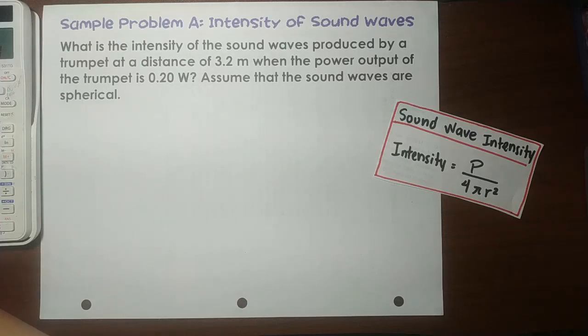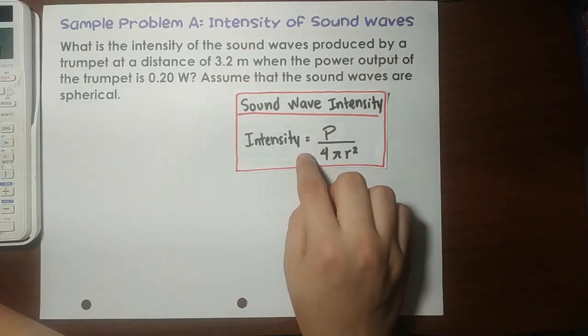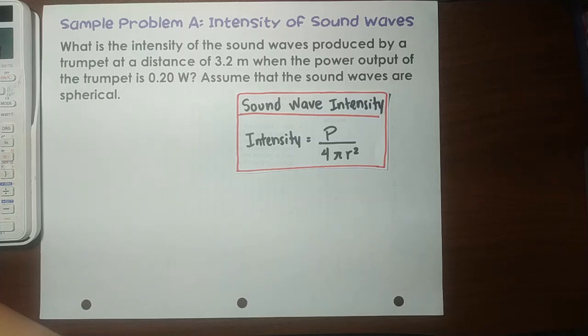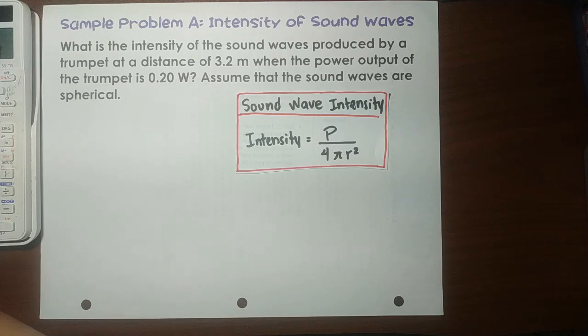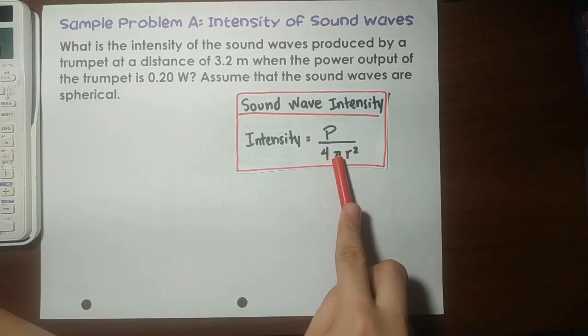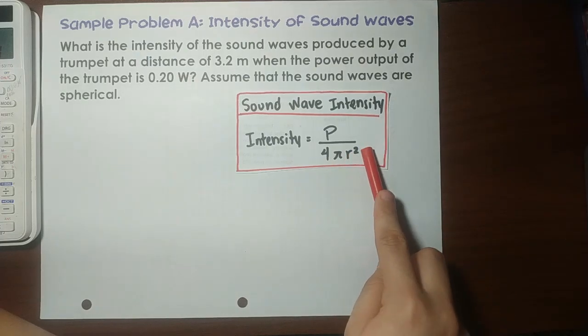Who need a medium to travel. Now this time we're going to use the intensity equation to calculate, of course, the intensity of a sound wave. Now let's take a look. This equation involves power, that we learned last year. Its power is measured in watts, divided by 4 times pi, the radius, raised to the second power.